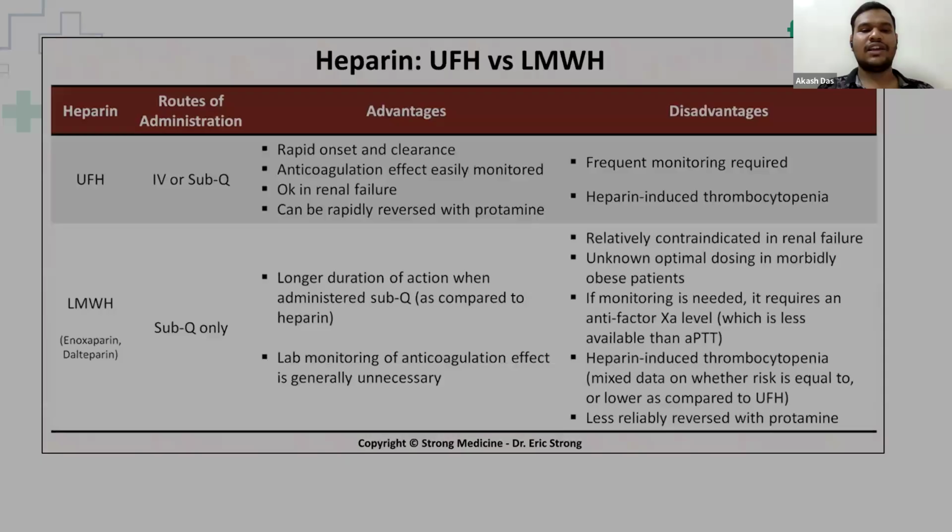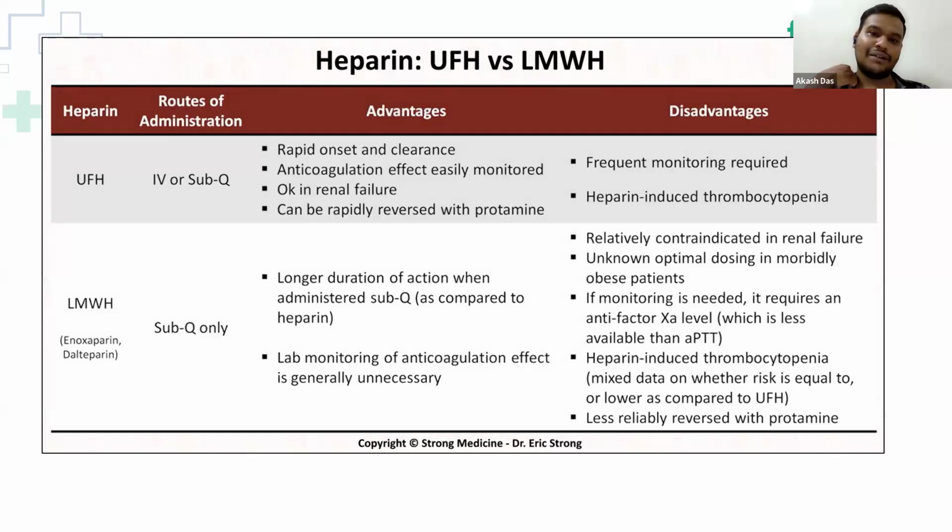Okay. So this is the comparison. What are the advantages and disadvantages of unfractionated heparin as well as low molecular weight heparin, as you can see. Low molecular weight heparins have a longer duration of action when compared to unfractionated heparin. Lab monitoring of anticoagulation is generally not necessary with low molecular weight heparins. So whenever this is there, you can start the patients directly on low molecular weight heparin in ICU.